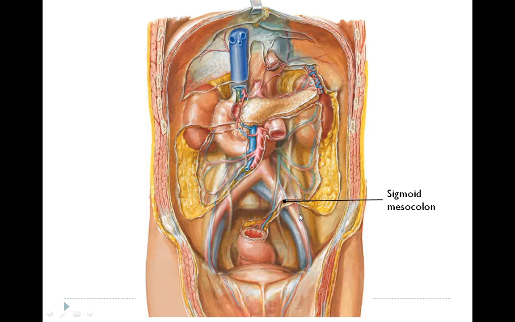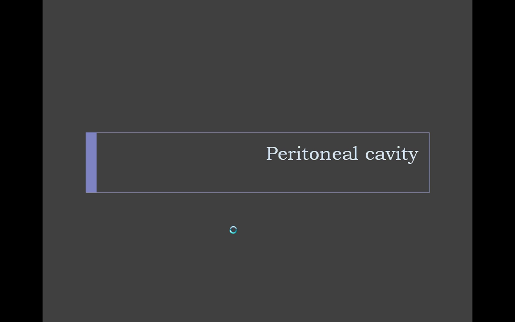Now ready to talk about the peritoneal cavity. This compartment is the lesser sac.